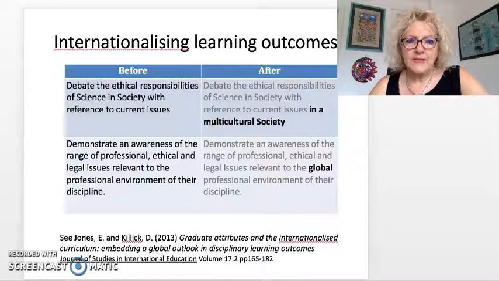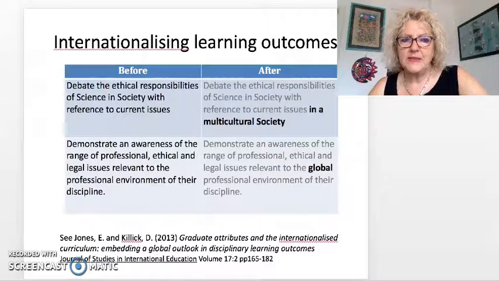So in one of the science subjects, there was the learning outcome, debate the ethical responsibilities of science in society with reference to current issues, that students should be able to do this by the end of that particular module in the program. We changed that. The idea was that we changed it to add the idea of in a multicultural society, which the location of our university is very multicultural, and so we could add that, and it was relevant to this subject area.